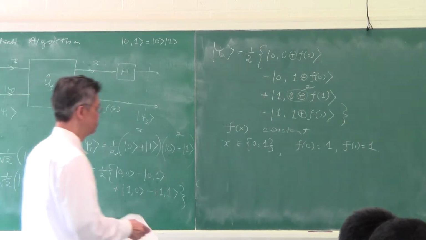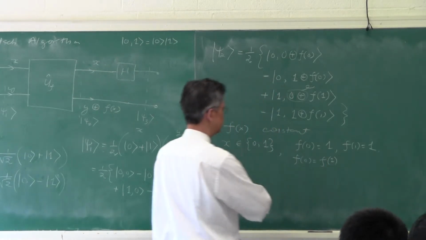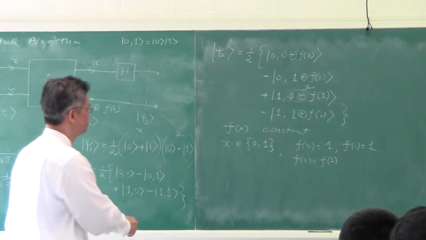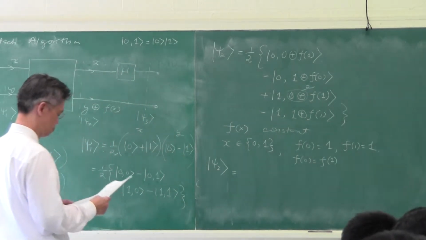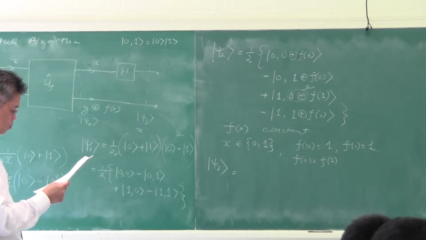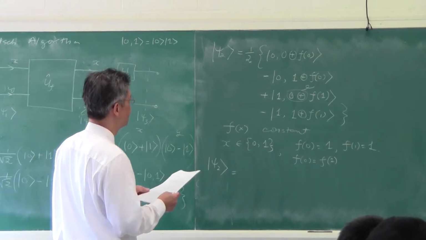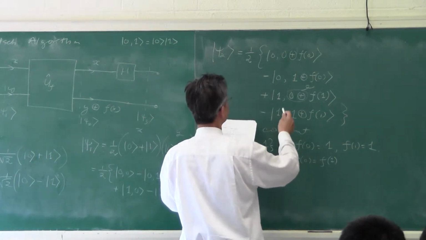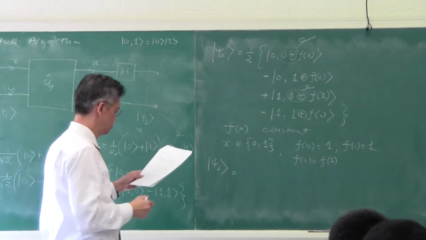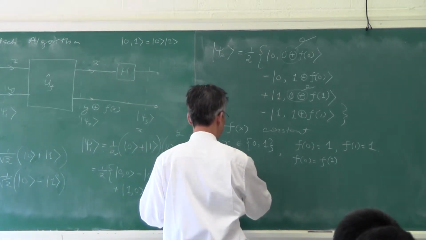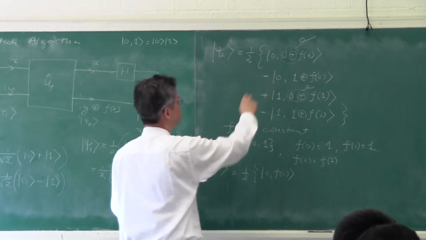Which means that f of 0 is equal to f of 1. And if this is the case, what does this become? Okay, psi of 2 is equal to, if f of 0 is equal to f of 1, then this I can also delete, I believe, because it does nothing to the bit. Okay, so I can rewrite the thing as being equal to 0 f of 0 for the first term.